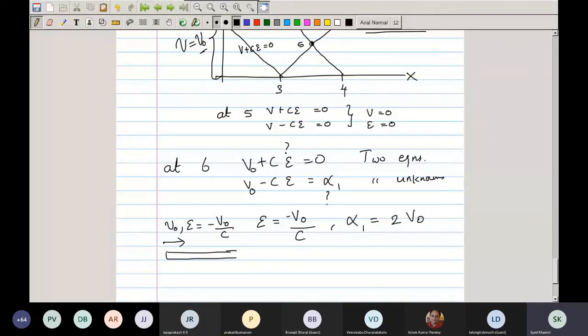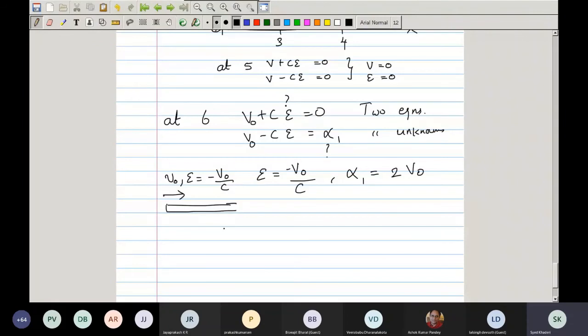So let's try to find out what is the stress caused by it. The stress which is caused by it is elastic modulus into strain. So elastic modulus is E. Strain is minus v naught by c. Wave speed is root E by rho. And this is something which we can write as minus rho c v naught.